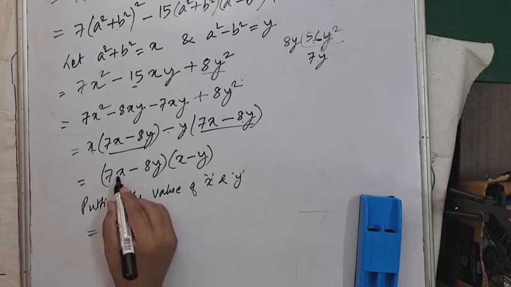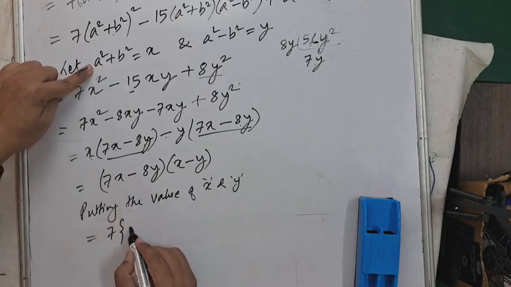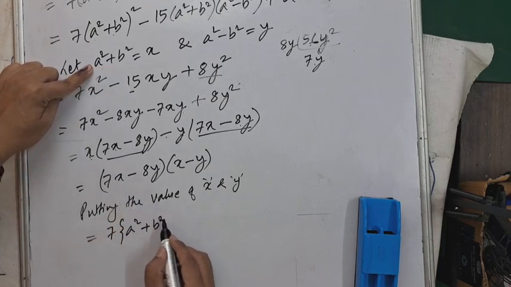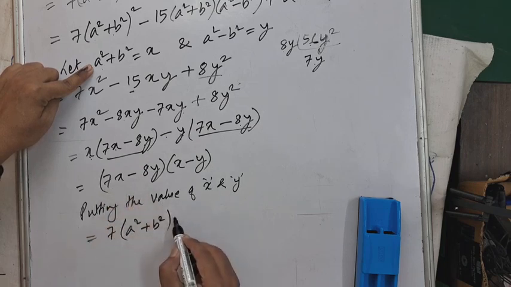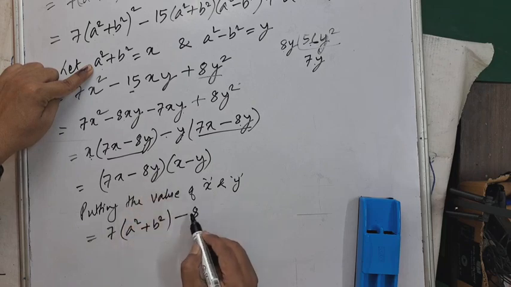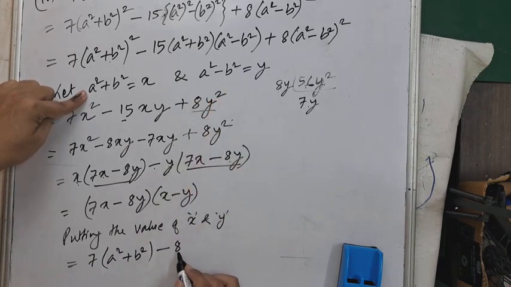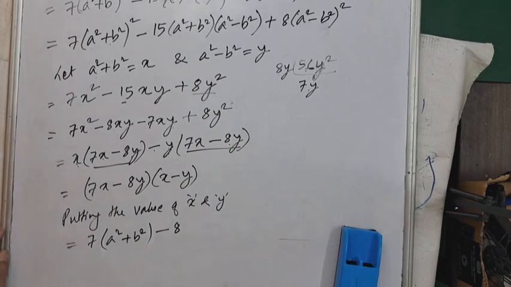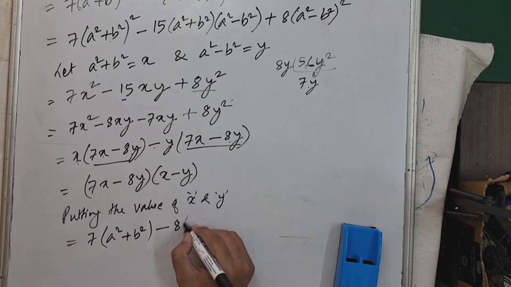7 into what is x? X is a square plus b square. Let me put a simple bracket here. 7x means 7 times a square plus b square, minus 8y. 8y means 8 times a square minus b square. This is 8y, isn't it?